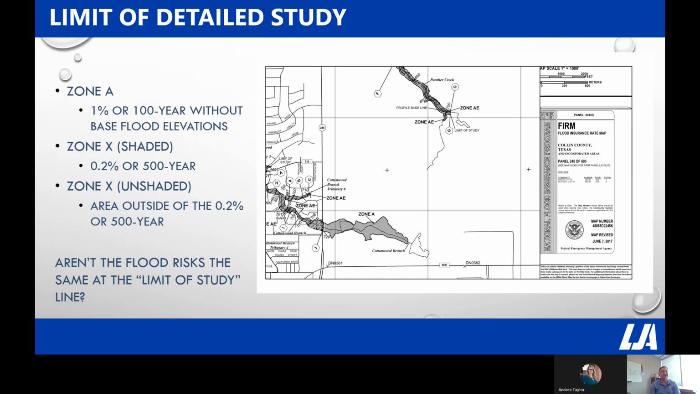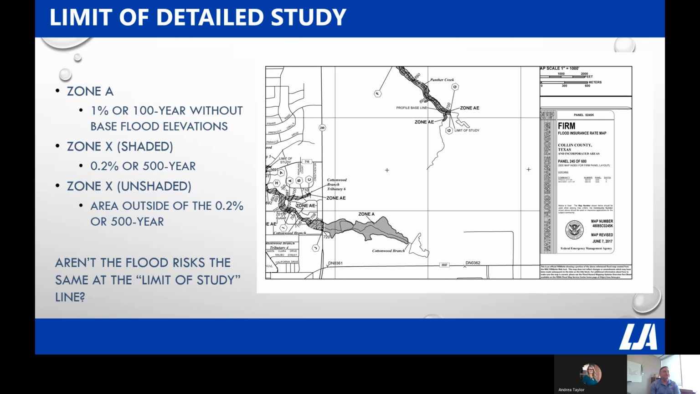So it's an area that's shown as being outside of the 500-year floodplain. And if you look at the bottom left at Cottonwood Branch, it's mapped as a Zone A. So it's still mapped as a 100-year floodplain. It's just that there are no base flood elevations associated with that Zone A, that 100-year floodplain. The third method is to do a Zone X shaded, which is an area that's within the 500-year.